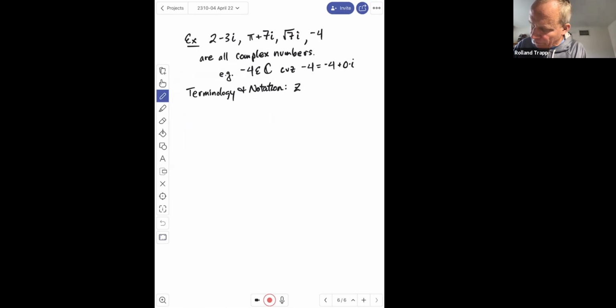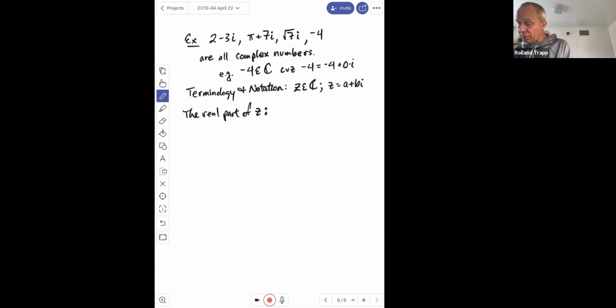Okay, so if z is a complex number, then I know z is equal to a plus bi, okay? The real part of z, I want to tell you what that means. A lot of times we'll denote it by just capital R, small e of z. So the real part of z is just equal to a, right? That's just the real number part of it, right?